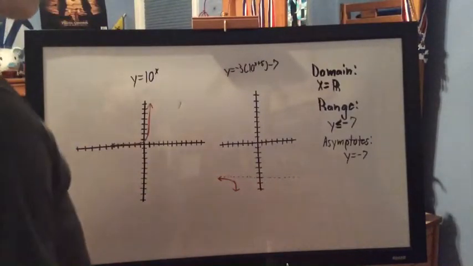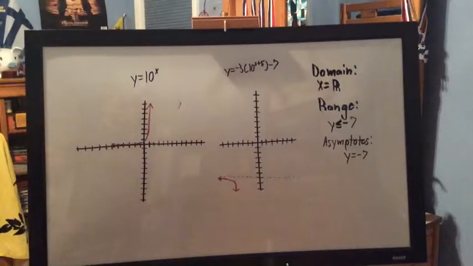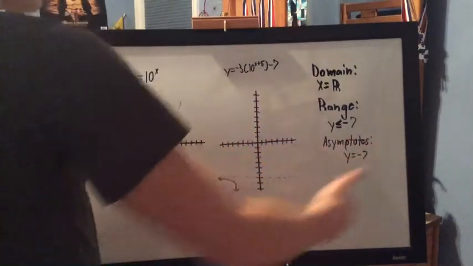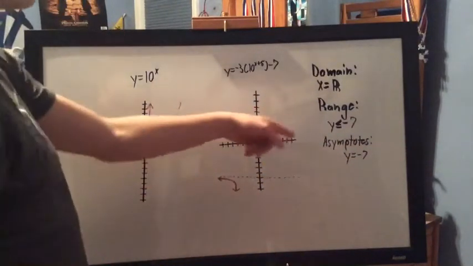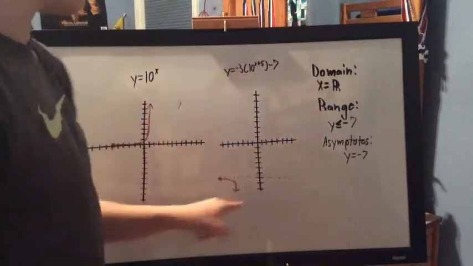And then asymptotes, there's nothing for x since it's all real numbers, so the only thing you can do is for the range, which is y equals, and that's -7.